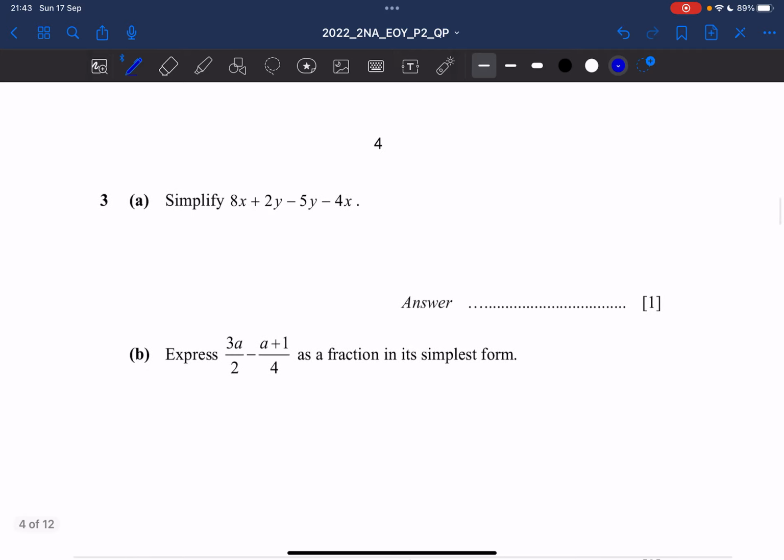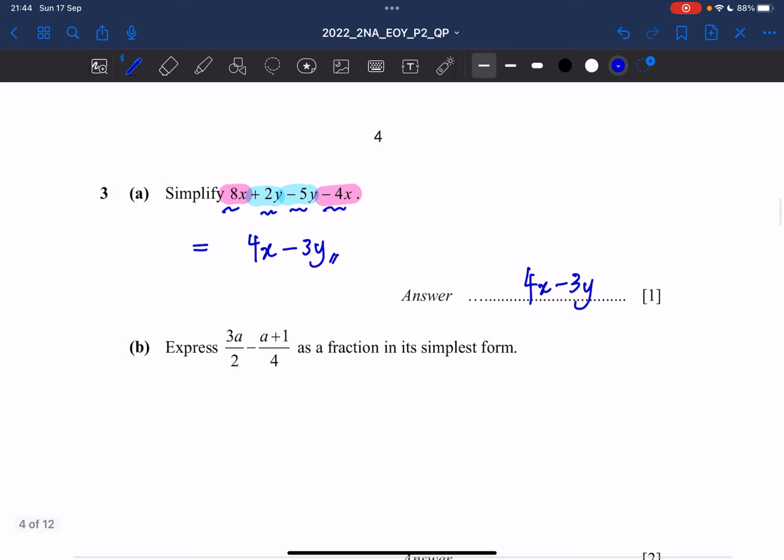So question 3a, they ask us to simplify. To simplify, we can use like terms. So this is 8x, this is negative 4x. Then we have another group. We have plus 2y and minus 2y. Let's do the pink one first. 8x minus 4x, when you use the calculator, we should have 4x. 2y minus 5y, we have negative 3y. So this is our answer.